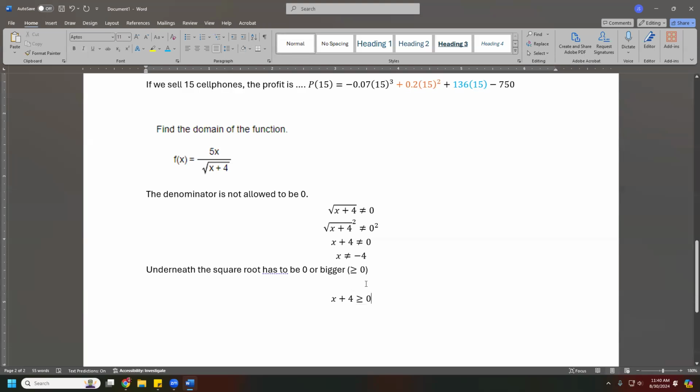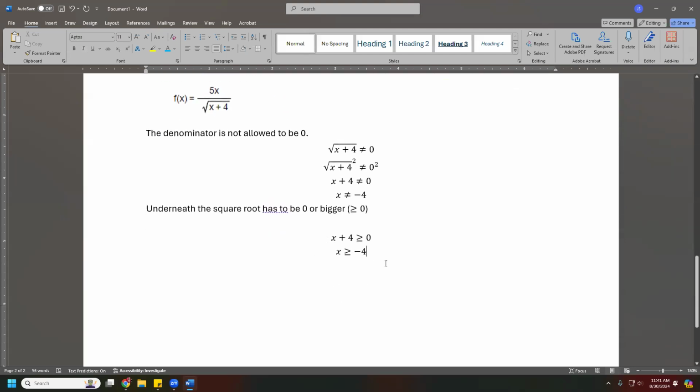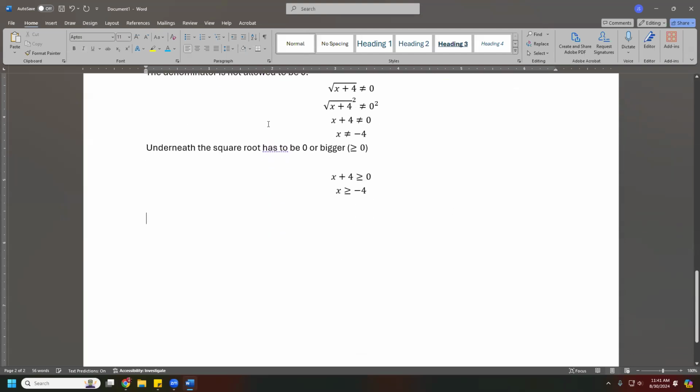So I would have to say that underneath my square root, which is x plus 4, needs to be greater than or equal to 0. I need to have this be true. So the next thing I want to do is solve this inequality, and I get x must be greater than or equal to -4. The next thing that I want to do is combine this result with this result, because both of those highlighted yellow things need to be true.